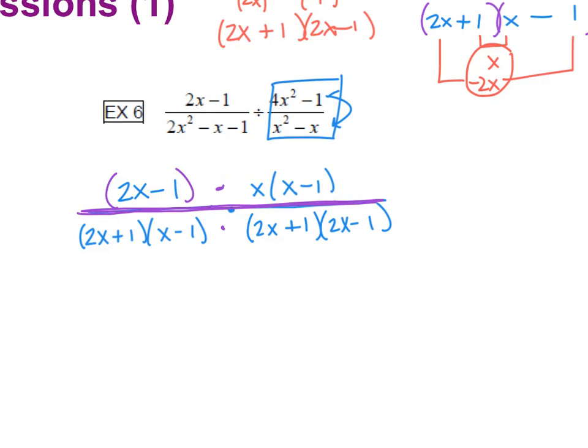So we see a 2x minus 1 here, which will cancel with a 2x minus 1. We've got an x minus 1 that will cancel with an x minus 1. And that's about it. So our final answer, in the numerator we have an x. And in the denominator we have a 2x plus 1 and a 2x plus 1. So we can just go ahead and say that's 2x plus 1 squared.